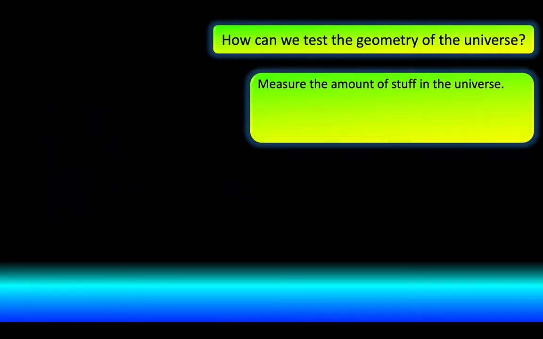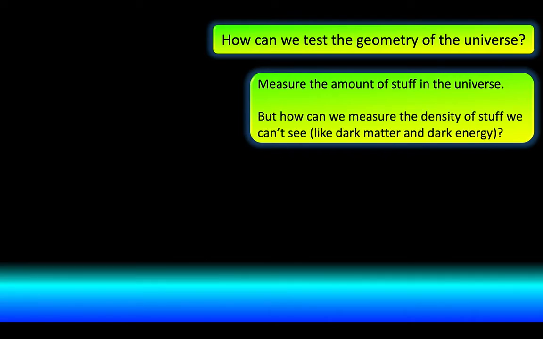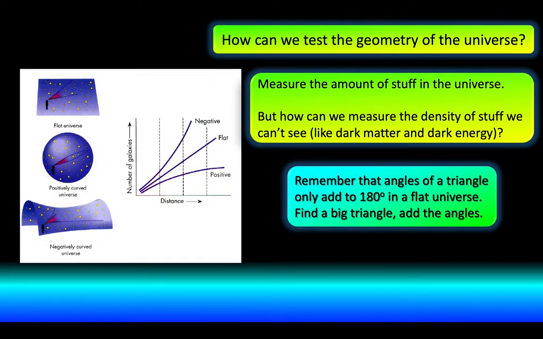So how could we go about testing what is the shape of the universe in which we live? Well, one thing we could do is measure the amount of stuff in the universe, because the stuff in the universe determines the shape of the universe. But this brings up a problem. How could we measure the amount of stuff in the universe when we can't see that stuff, like dark matter and dark energy? Well, remember, one consequence of a universe possessing curvature is that the angles of a triangle might add up to 180, or they might not, depending on the shape of the universe in which we live.